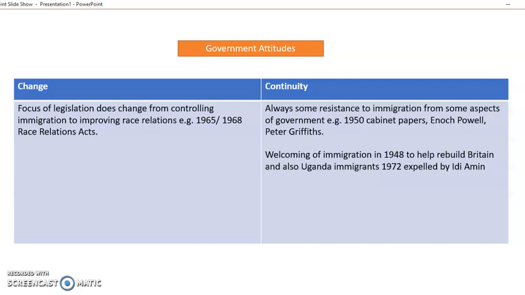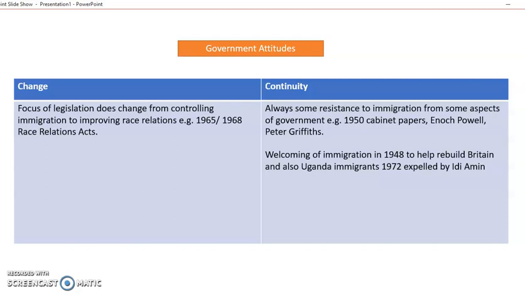But you could also create an argument that there's quite a lot of continuity in terms of welcoming immigrants. We saw it in 1948 with the British Nationality Act to help rebuild Britain. But also in 1972, we've got another example of Ugandan immigrants who had been expelled by Idi Amin being welcomed into Britain.